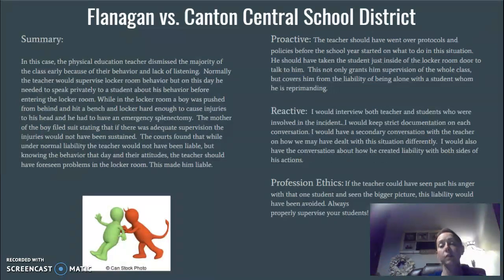Flanagan versus Canton Central School District. In this case, a physical education teacher dismissed the majority of the class because they had become unruly and hadn't been listening. We've all had to do this, take extra recess time away, things like that. It's nothing out of the norm for us. Normally, the teacher would have supervised the locker room behavior, but on this day, he felt the need to speak privately to a student about the behavior he had been exhibiting before entering the locker room.